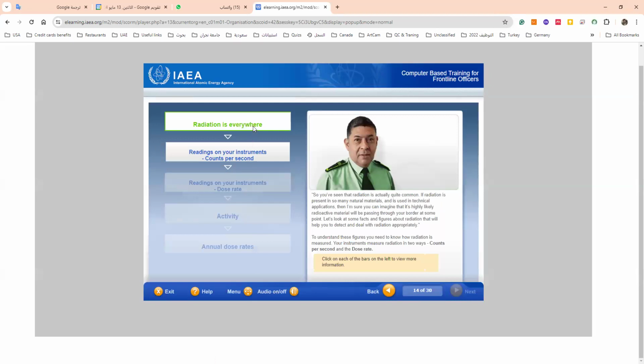Radiation is everywhere. So you have seen that radiation is actually quite common. If radiation is present in so many natural materials and is used in technical applications, then I'm sure you can imagine that it is highly likely radioactive material will be passing through your border at some point. So let's look at some facts and figures about radiation that will help you to detect and deal with radiation properly.